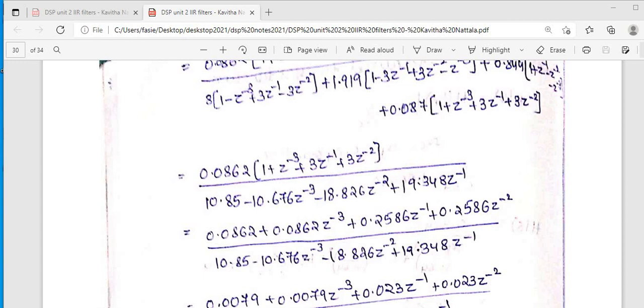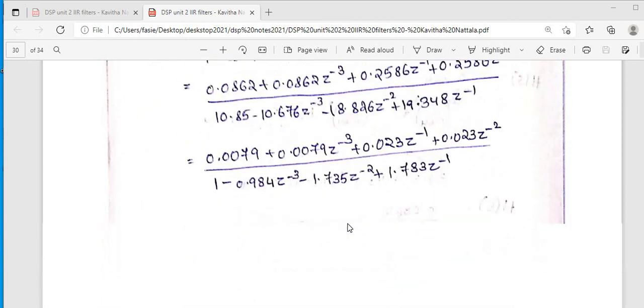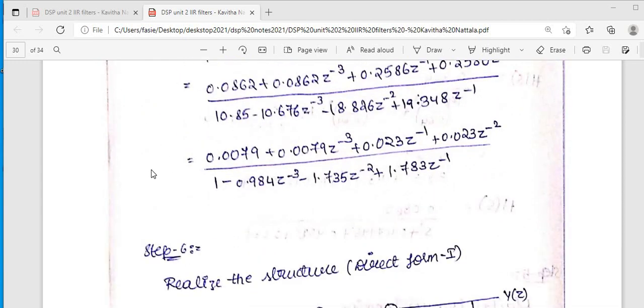So here also, in all the terms, if I divide by 10.85, what can I write? I get 1 minus 10.676 by 10.85, 18.826 by 10.85, 19.348 by 10.85. If I do it with all, I get this factor in the denominator. Clear? This is the denominator. Numerator is as this. Whatever terms we have, we are dividing by 10.85 with all. Like for the second, third and fourth terms, we can get that answer. This is the actual H of z we obtained, students. So this is your H of z, right? This is the transfer function in the z domain.